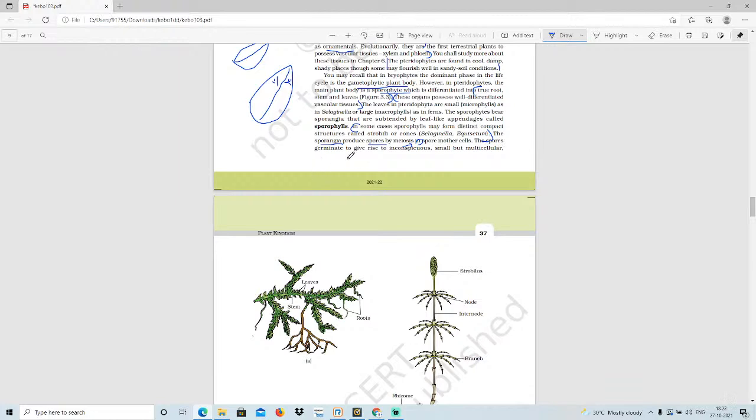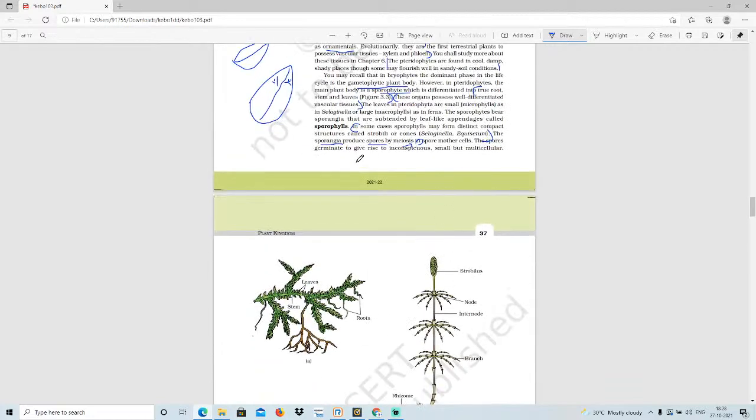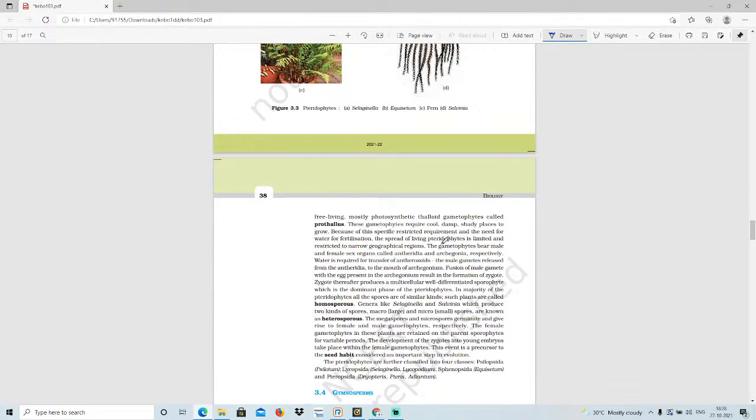The spores germinate to give rise to inconspicuous, small but multicellular, free-living, mostly photosynthetic thalloid gametophytes called prothallus. We saw that the sporophyte was differentiated into true stem, leaves and roots. So the sporophyte in the case of pteridophytes is not a thalloid, but the gametophyte, the prothallus, is a thalloid in pteridophytes. We have to remember that.